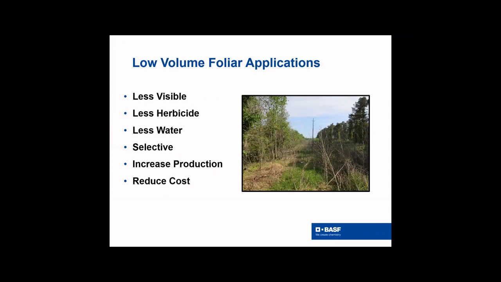So a low volume foliar application is really, the reason people like to use them is it's low visibility. There's not a lot of herbicide that you're using. You don't use a lot of water. You can be highly selective. There's not a lot of equipment investment in these things. And you can get a really good production and reduce cost of all of the different techniques that Steve talked about when it comes to production and getting things treated in the right species composition, height, and density. This is going to be your most economical type of application.